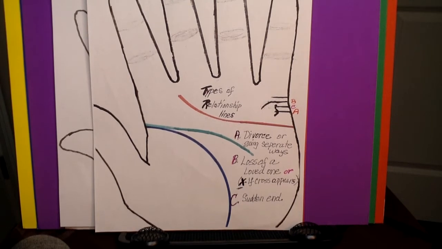Okay, now, here we have the line ending in a 4. This simply means a divorce or you go your separate ways. Very simple, very clear. Sometimes this appears as you're thinking about it seriously and you're going to do it.